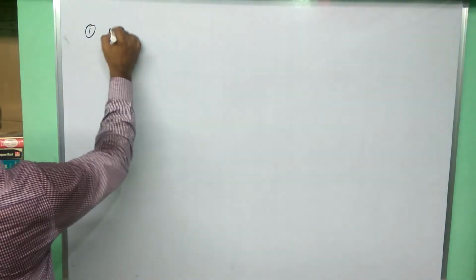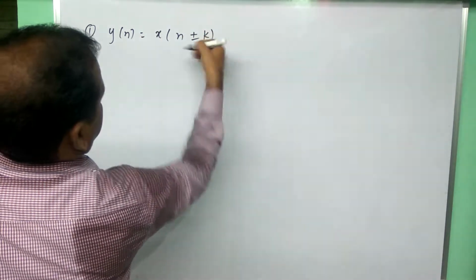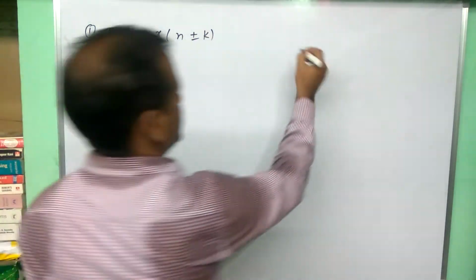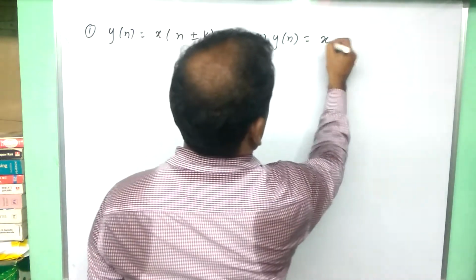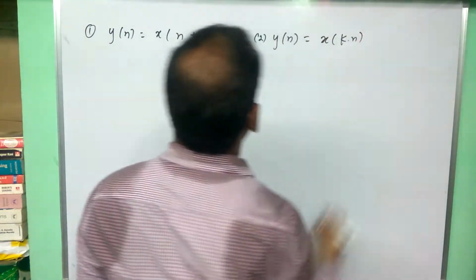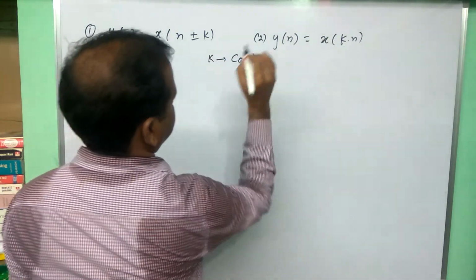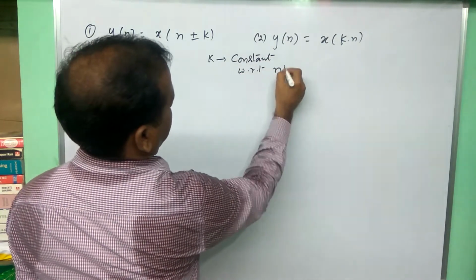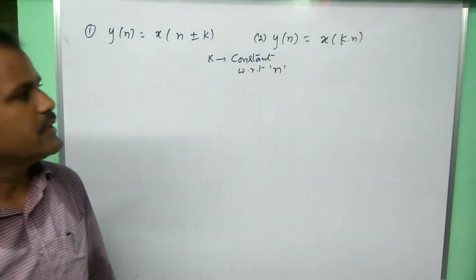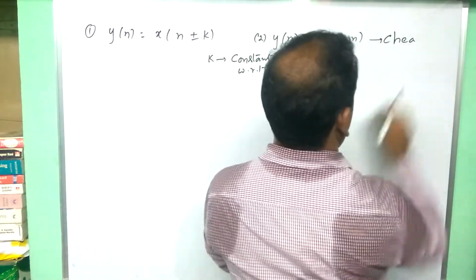Here first one, y of n is equal to x of n plus or minus k. Second equation, y of n is equal to x of k n. In both cases, k is some constant with respect to n. Fine. And let us check the stability of these two systems.